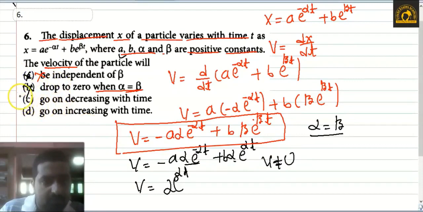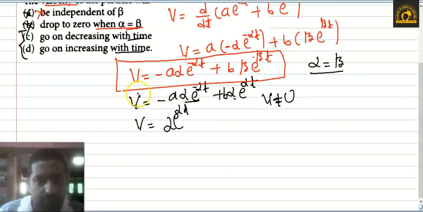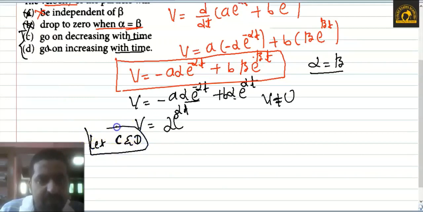Then C and D: go on decreasing with time, go on increasing with time. So let's do the calculation. Let's take the C and D options for assumptions.